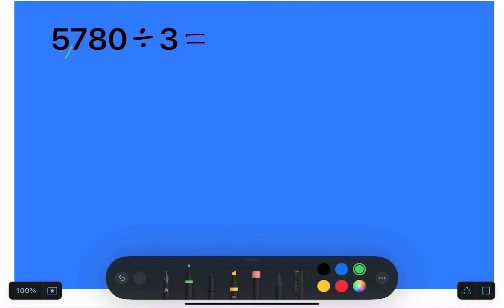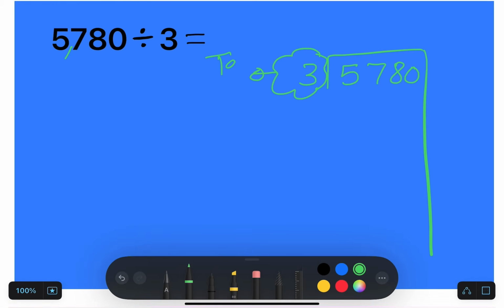5,780 divided by 3. We have table 3. I'll start with 5. Check 5. 5 is greater than 3. Search about 5 in table 3. 5 is between 3 and 6. Take the smallest. Write 1 up, minus 3 down. Subtract. Drop 7. 27 is greater than 3.